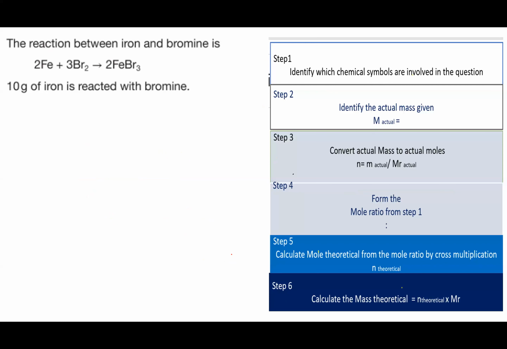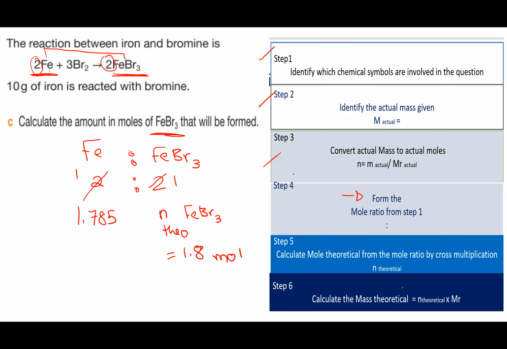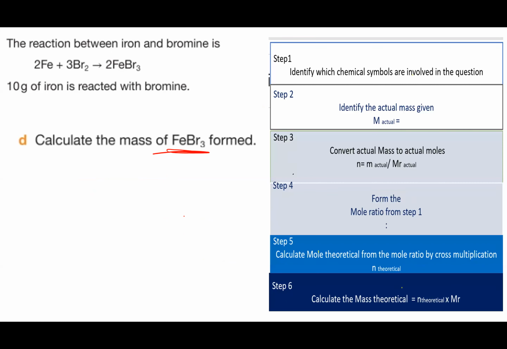Now, if we are to calculate the mass of iron 3 bromide that was formed. So basically, in the previous question, we found the theoretical moles of iron 3 bromide, and I'm going to use that now. We want to find the mass. So to follow these steps, first, we have underlined those that are reacting, who are involved in this question. So we're talking about iron, and we're talking about iron bromide.